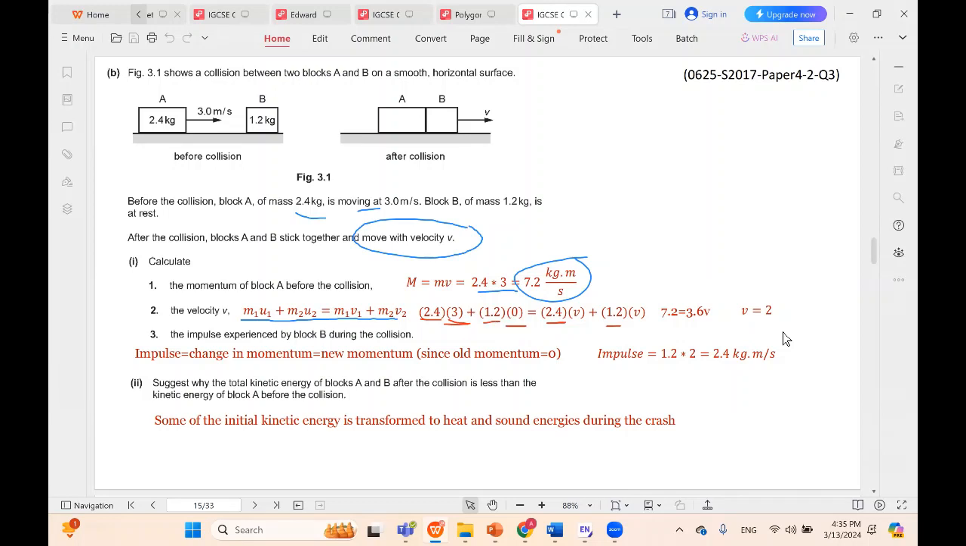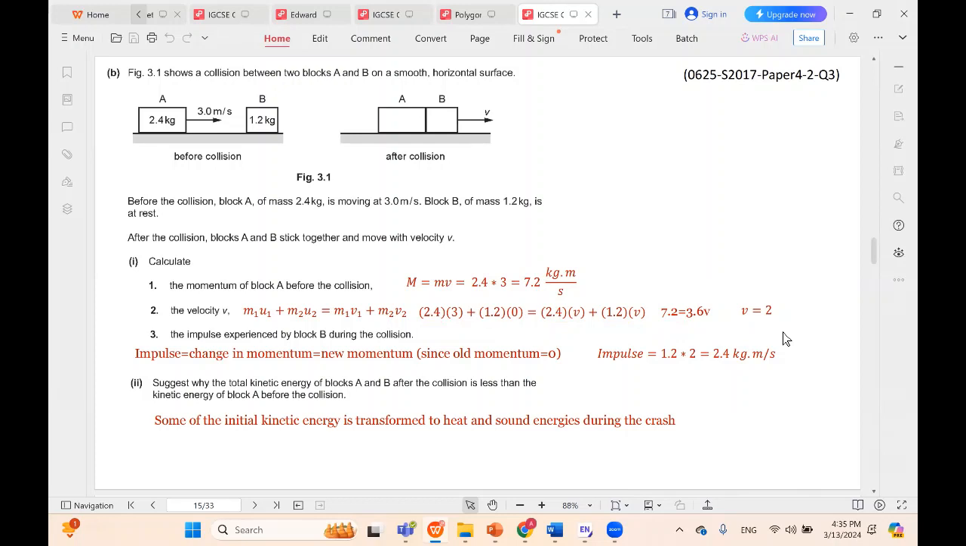After collision, they stick together, which tells us that they have the same speed. So therefore, we can rewrite the equation as 2.4 times 3 plus 0 equals 2.4 V plus 1.2 V, which tells us that 7.2 equals 3.6 V, and we can get V as 2.